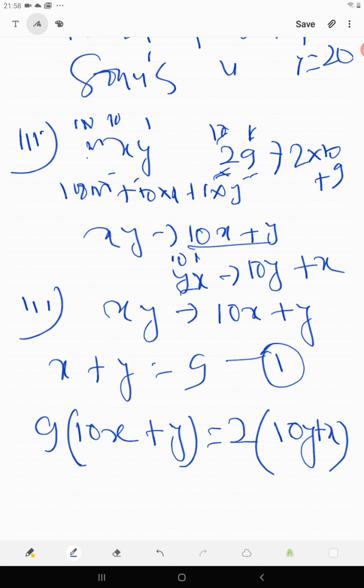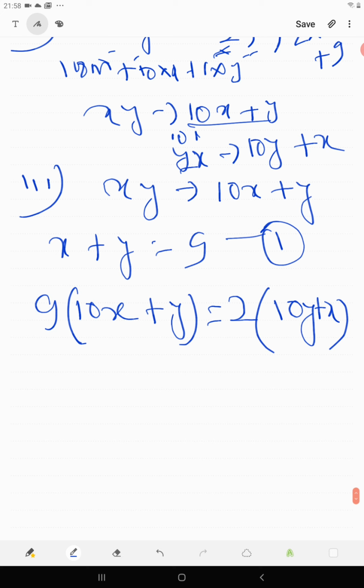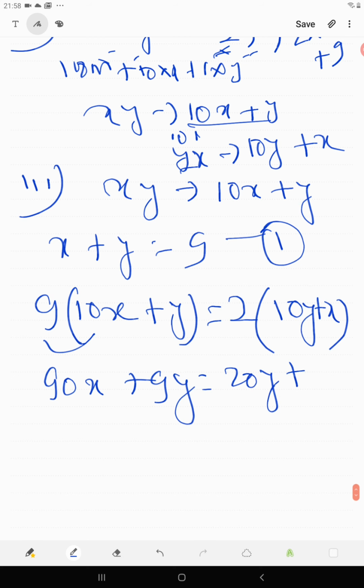Whenever you take a full number, always write it in the form of digit multiplied with its position. This is very important when you are solving these problems. Otherwise, if you take xy and yx, it's not solvable. So always write it multiplied with the position form. So 9 will be multiplied with 10. It will be 90x plus 9y equals 20y plus 2x. Correct? 2 is multiplied with 10y.